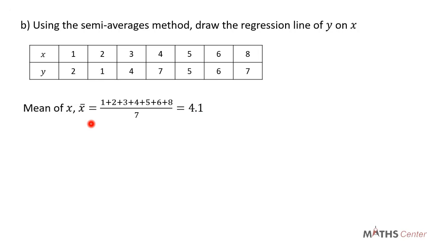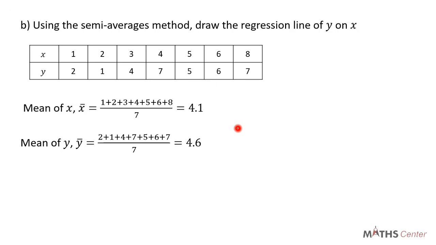We need y mean, the mean of y. We add all the y values together and we divide it by their number, which is 7. So we have 2 plus 1 plus 4 plus 7 plus 5 plus 6 plus 7. And then we divide that by 7, and that gives us 4.6. So x mean is 4.1 and y mean is 4.6.